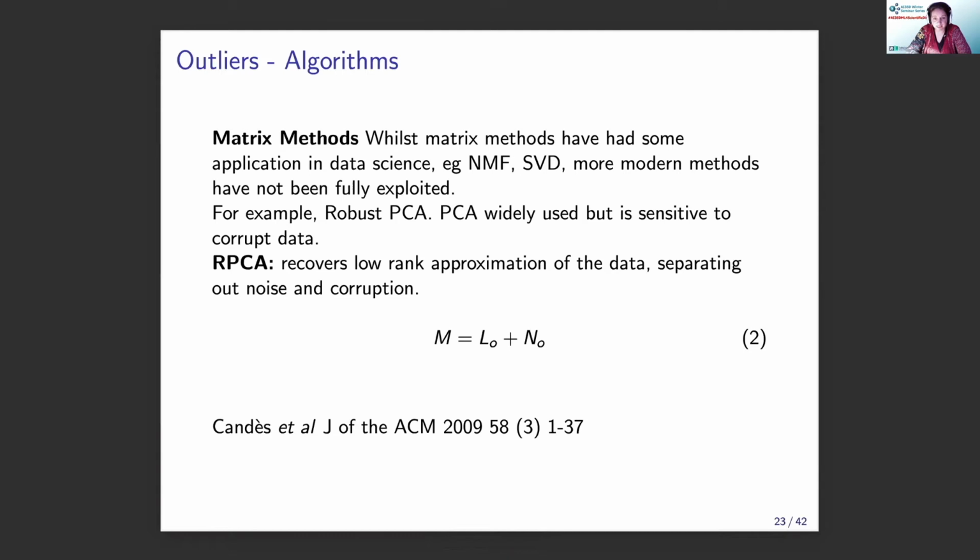Now, robust PCA was developed in 2009, and in fact, there's a variety of ways to do this. It is because PCA itself, principal component analysis, is very widely used. It's very easy. There are lots of library applications there that will do it for you. However, it is very sensitive to corrupt data. So if you've got even just a few widely outlying, widely corrupt data points, it will skew very much the distribution that you're getting. So one thing, this Candès et al. from 2009, robust PCA recovers a low rank approximation of the data, separating out the noise and corruption.